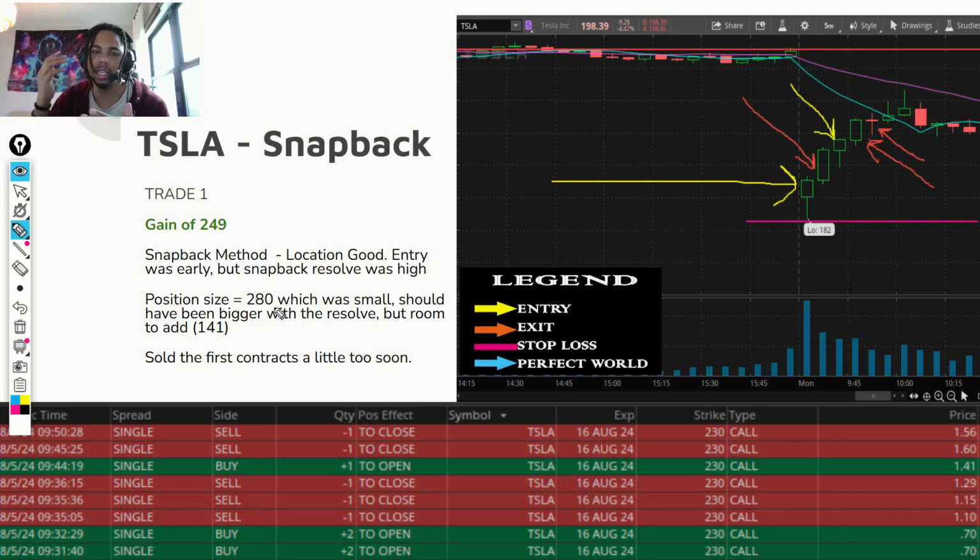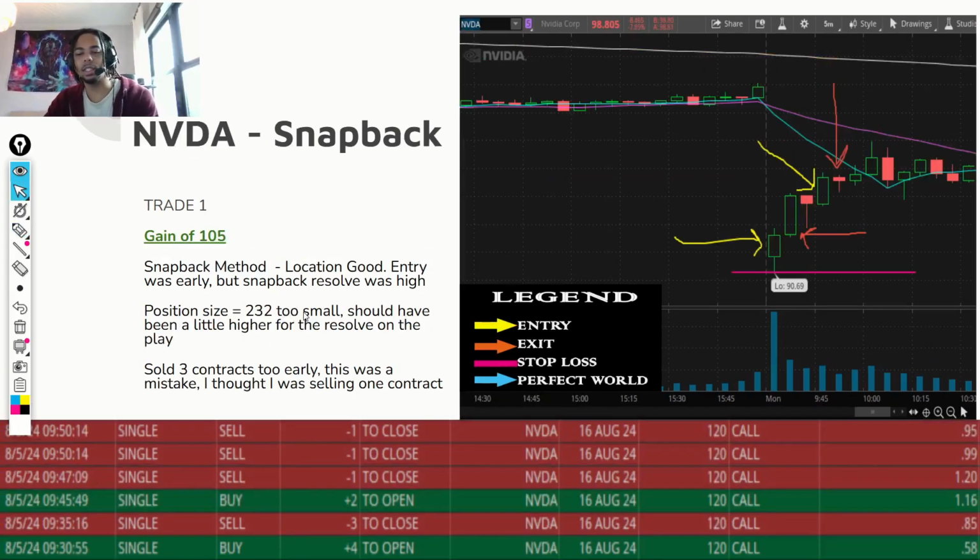Would have been between 300 and 400, because it's a higher resolve play. For your higher resolve plays, you have to go in deeper, stronger, harder, all of it. All right, let's jump to the next one.